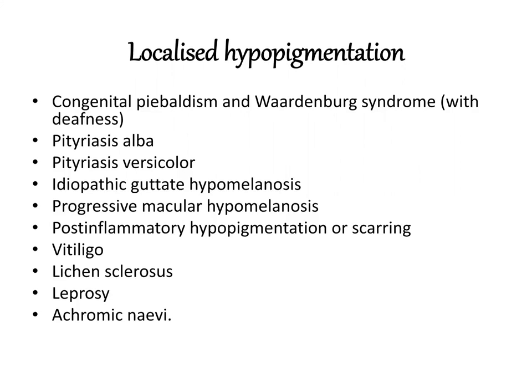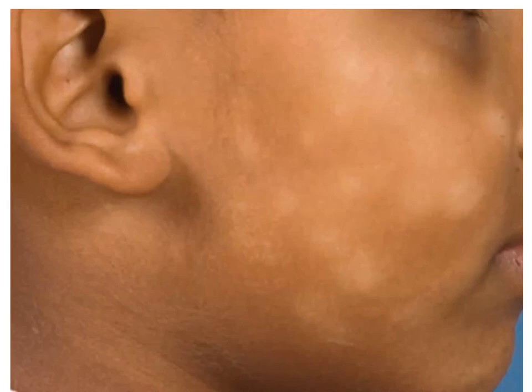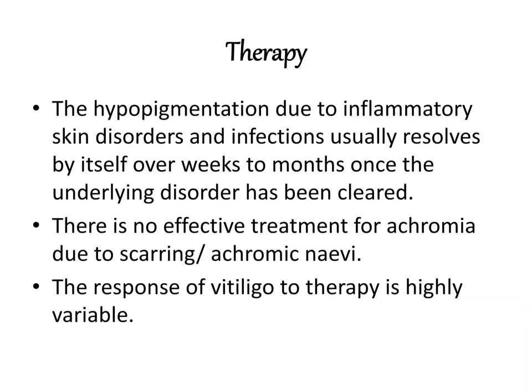Then vitiligo is where autoimmune damage directly damages the melanocytes, so no melanin at all over the lesions. Lichen sclerosus, again autoimmune destruction in the basal layer, can have light color patches. Leprosy, we don't know the exact reason, but can cause hypopigmented anesthetic patches. So this is a patient with pityriasis alba, which we saw yesterday as well.